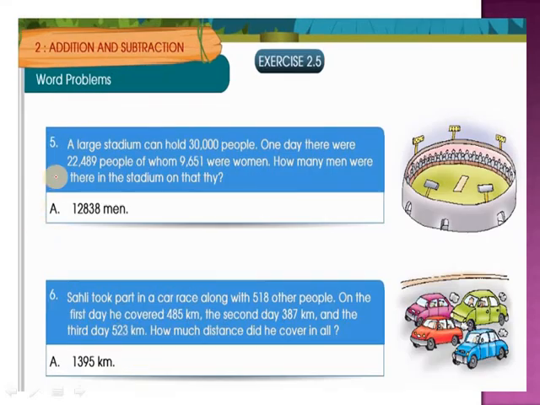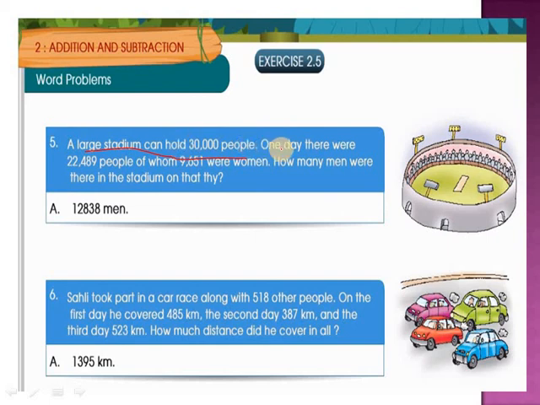Next, fifth one. A large stadium can hold 30,000 people. One day there were 22,489 people, of whom 9,651 were women. How many men were there in the stadium on that day? So here, the large stadium can hold how much? 30,000 people. This is the extra information they have given.